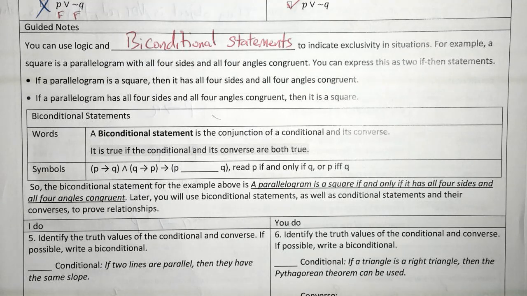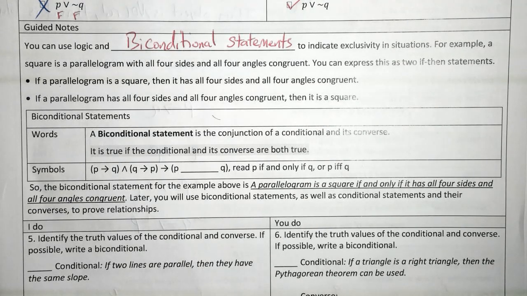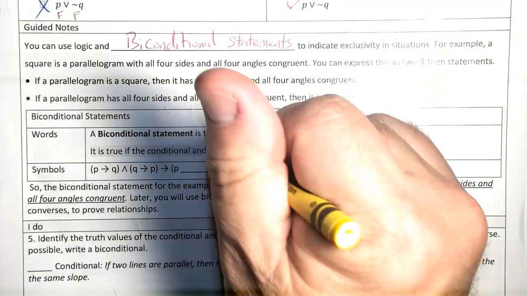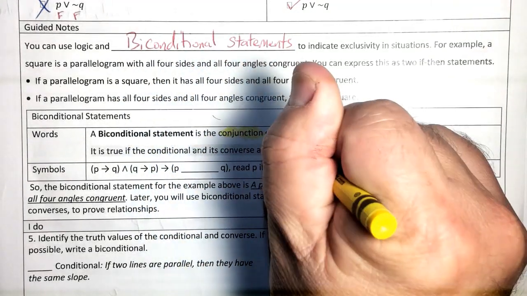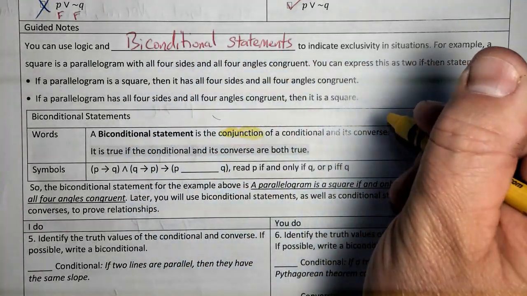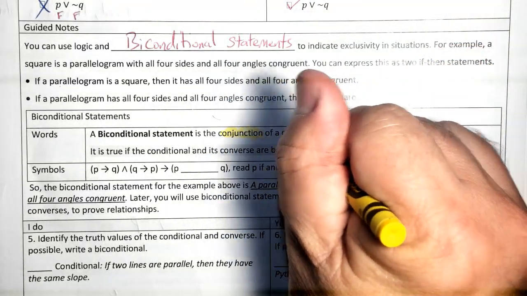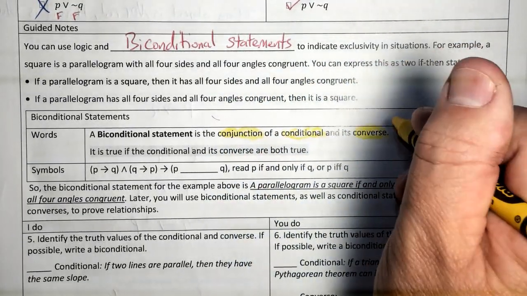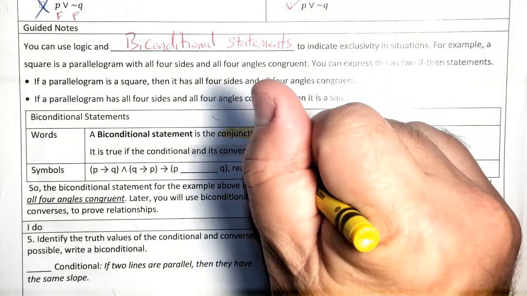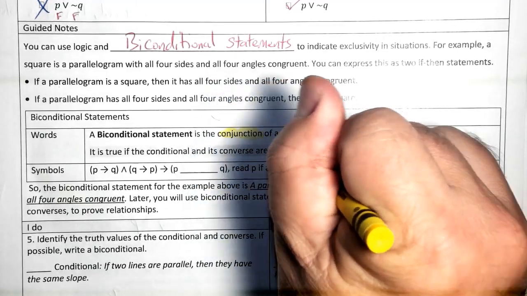Biconditional statements. A biconditional statement is a conjunction of a conditional and its converse. It is true if the conditional and its converse are both true. Let me highlight some stuff here for you. So it's a conjunction of a conditional and its converse, and it's true if they're both true.